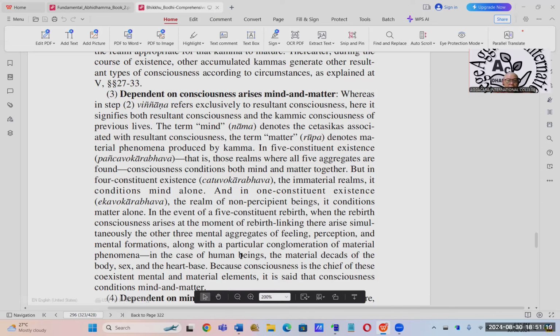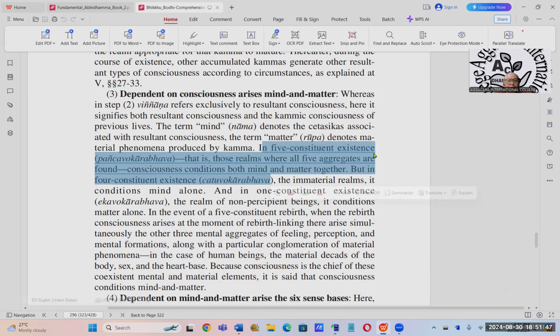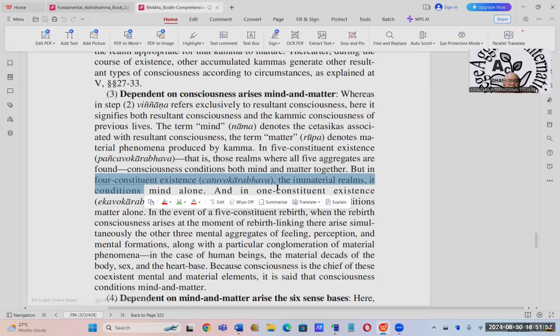Of course, when we say nama-rupa, inside there is also consciousness. But here consciousness is the chief. That's why it says consciousness conditions mind and matter. That's the reason for vijnana, because if we see the five aggregates, vijnana is part of the nama, the mind. And here it is trying to say that we have different places. In some places you get five aggregates, in some places only four aggregates, and in some places only one aggregate.